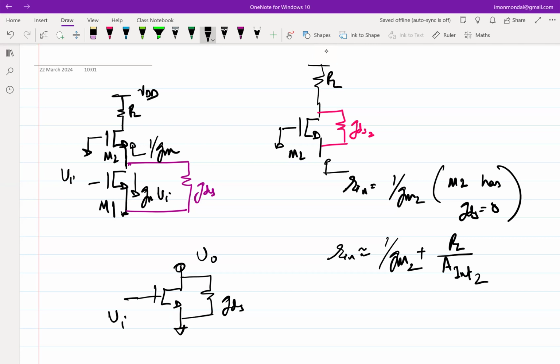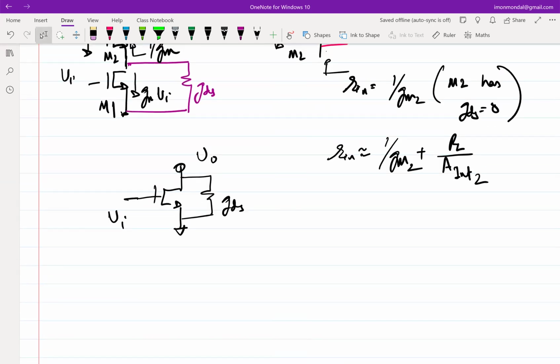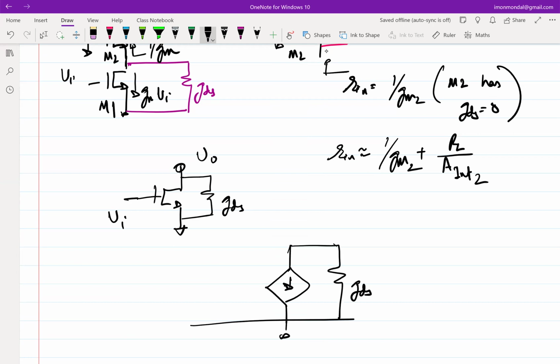Again, think incrementally. This is not full. RL is infinity, true? No, now we have GDS. Yeah, GM over GDS. Oh, why? GM into RDS. Right. So again, if this symbol makes you uncomfortable, what is the incremental picture of the transistor with GDS?